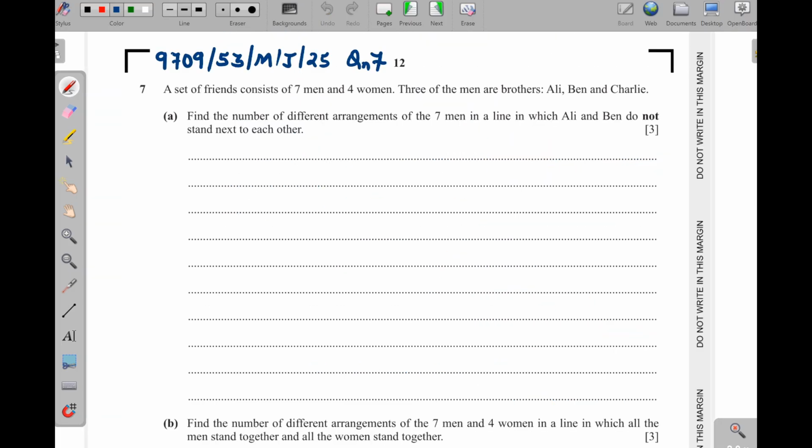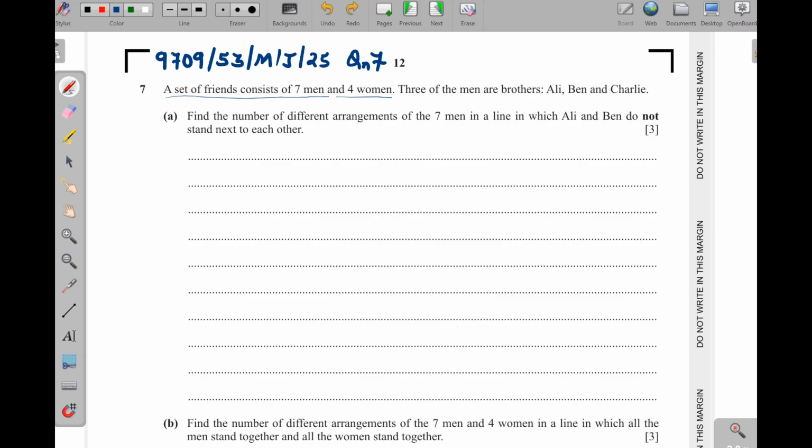Question 7 is coming from Permutations and Combinations. They are saying a set of friends consists of 7 men and 4 women. 3 of the men are brothers, Ali, Ben, and Charlie. Part A, find the number of different arrangements of the 7 men in a line in which Ali and Ben do not stand next to each other.